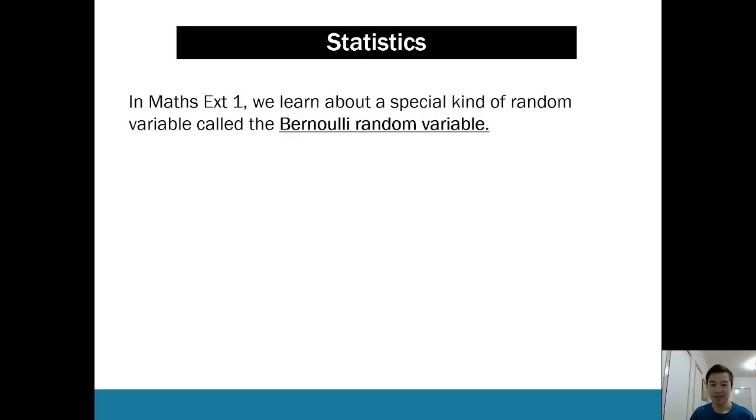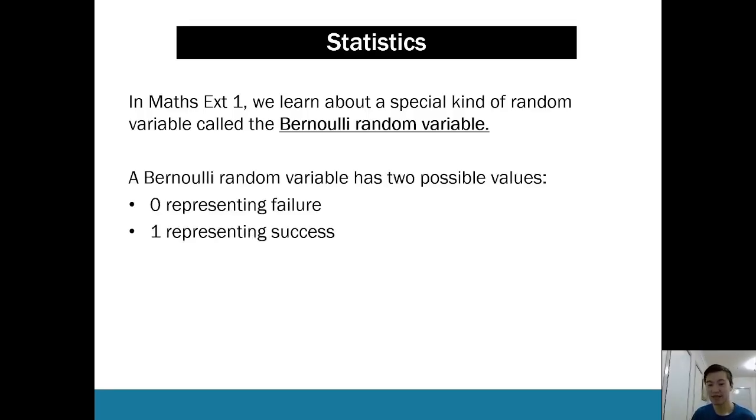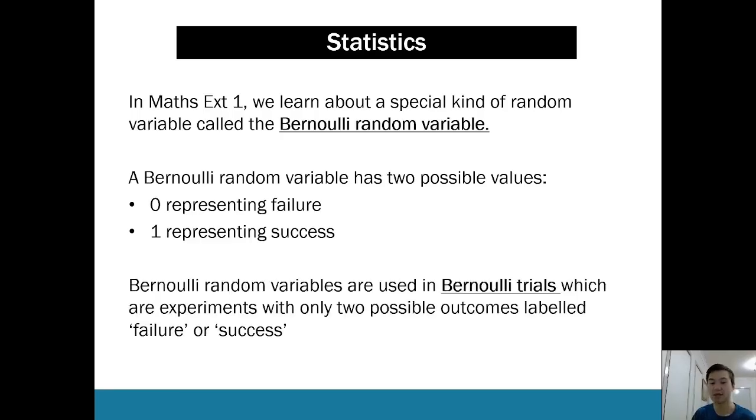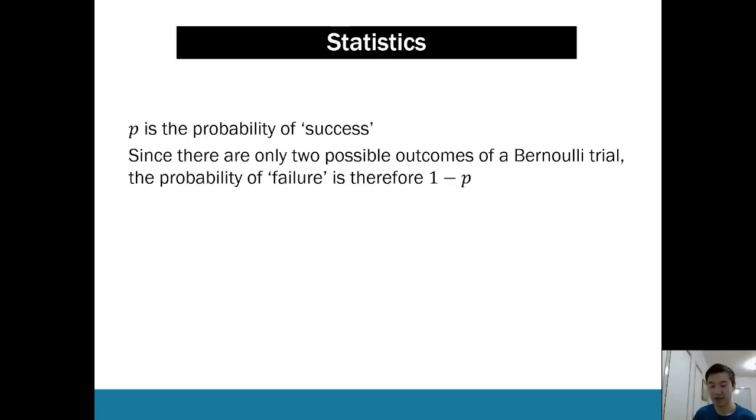So in Extension 1 Maths, we're concerned about a special kind of discrete random variable, which we call the Bernoulli random variable. And instead of having a bunch of outcomes, the Bernoulli random variable only has 2 possible values it can take. It's either 0 or 1. And 0 represents failure and 1 represents success. So there's only 2 outcomes of a Bernoulli trial. As I mentioned already, Bernoulli random variables are used in Bernoulli trials, and they're experiments where there's only 2 possible outcomes, where we label them either failure or success. And we define P, the letter P, as our probability of success.